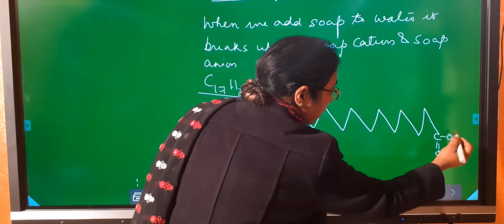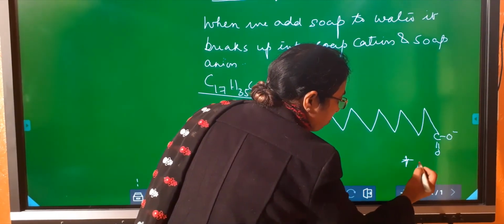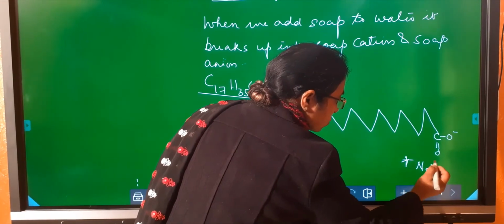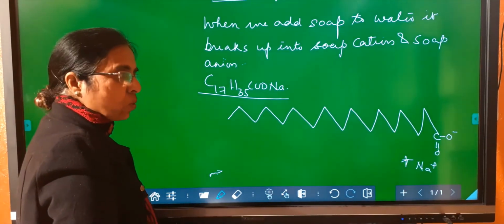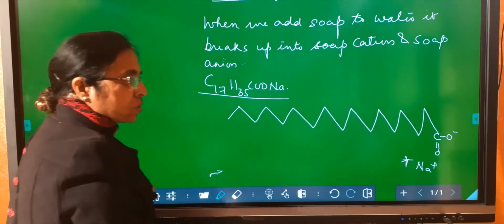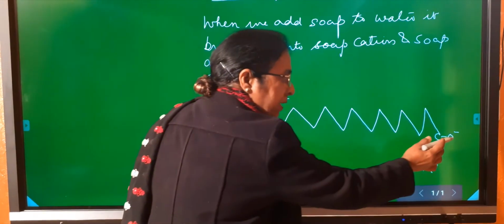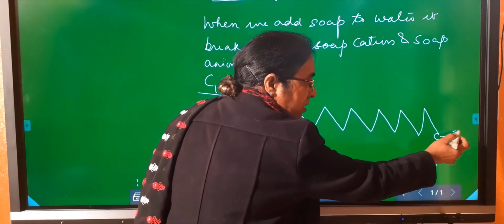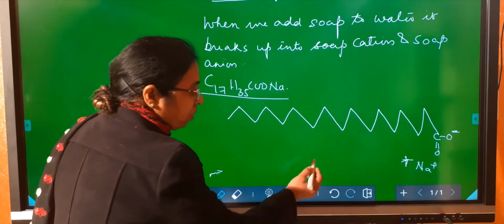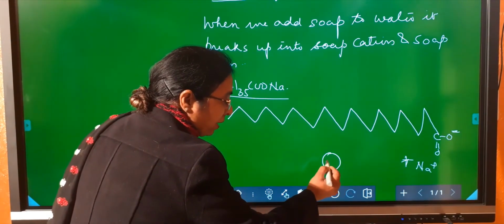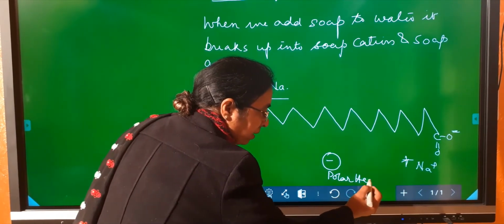So this is COO, and when you add it to water, Na will come out. This becomes the soap cation, and this long one becomes the soap anion. Alright, so in this soap anion, as you can see, the minus charge is at one end. So this end we will call the polar head.